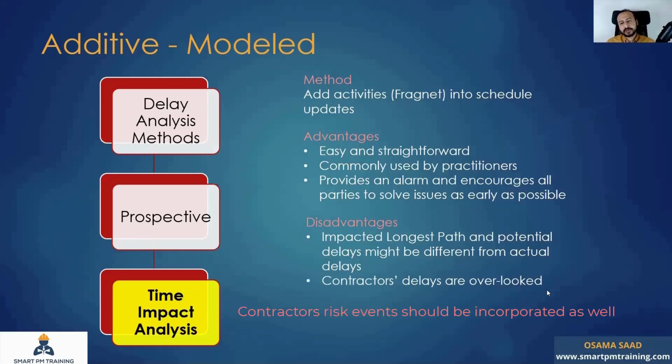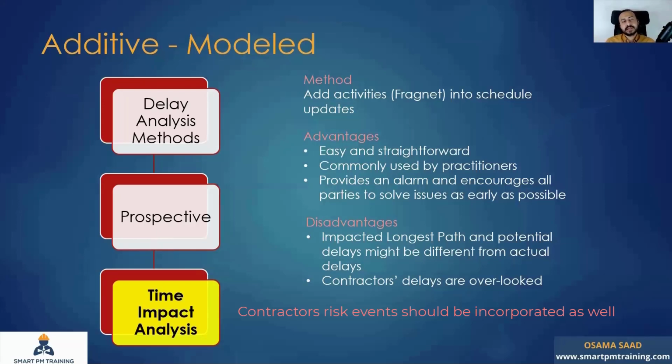Contractors' delays are overlooked. Contractors always have the edge, the competitive advantage, to show the employer's delays. But what about the contractor's delays? Because on a specific data date, you are fine with showing whatever additional work was caused by the employer. But if you are a contractor, it is common that this activity will likely be delayed, right? So I do not have enough manpower.